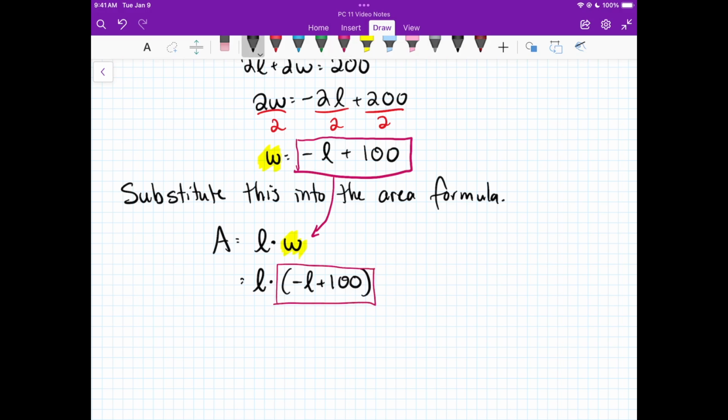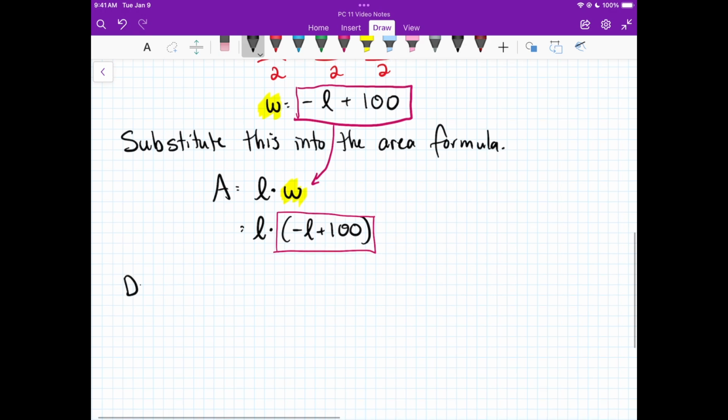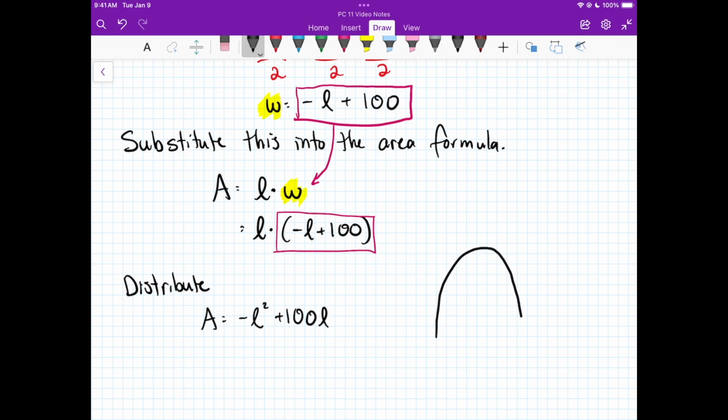Right, so moving forward with this, we can distribute to get rid of that bracket, which will give us A equals negative L squared plus 100L. And so if you look at that, you'll notice, hey, we've got a quadratic. We've got an L squared. If we stop to think about this for a second, because that L squared has a negative at the front, it's got a negative coefficient, we know that if we were to graph it, it would be facing down.